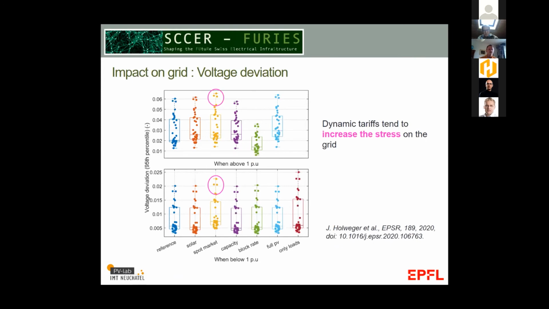We see also the same for the voltage deviation. Dynamic tariff tends to increase, in this case, voltage deviation above or below, while block rate or capacity tariff tends to decrease the voltage deviations.